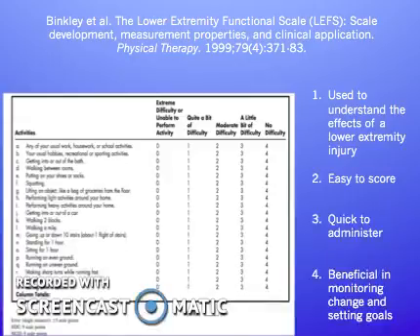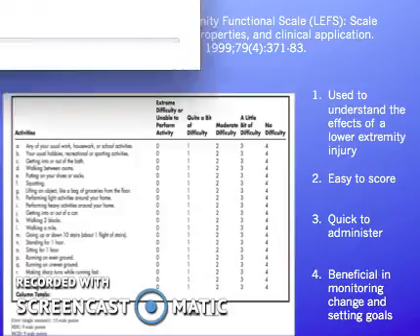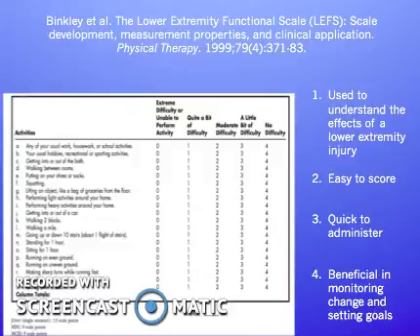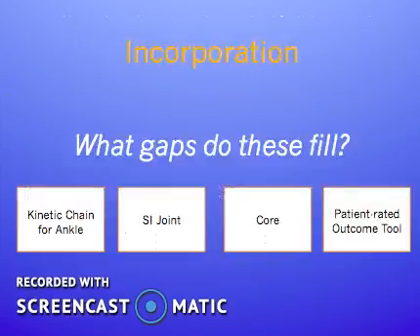And finally, I looked up the original article of the Lower Extremity Functional Scale, which is a patient-rated outcome tool that is used to understand the effects of a lower extremity injury on activities of daily living. It's super easy to score. It's out of 80. It's only 20 questions, scored 0 to 4, 0 being extreme difficulty or unable to perform the activity, and 4 being no difficulty. It's really quick to administer. I used it on one of my patients once, and it took no time at all. It's super beneficial in monitoring change and setting goals. So if you notice that they have 60 one day and the next day they have 63, that can help to raise morale. So what gaps do these fill?